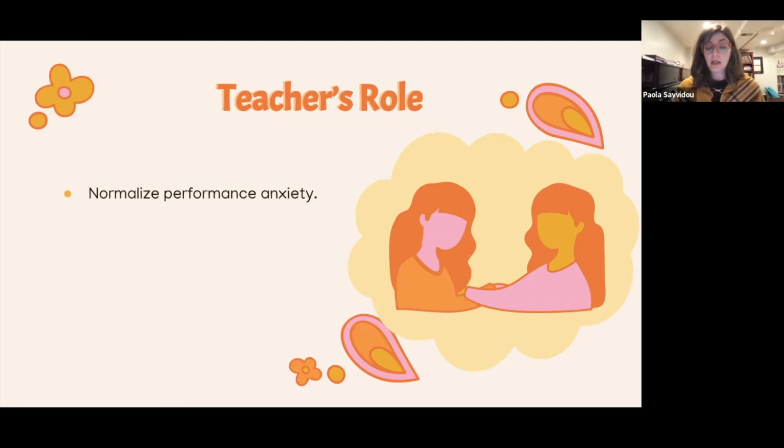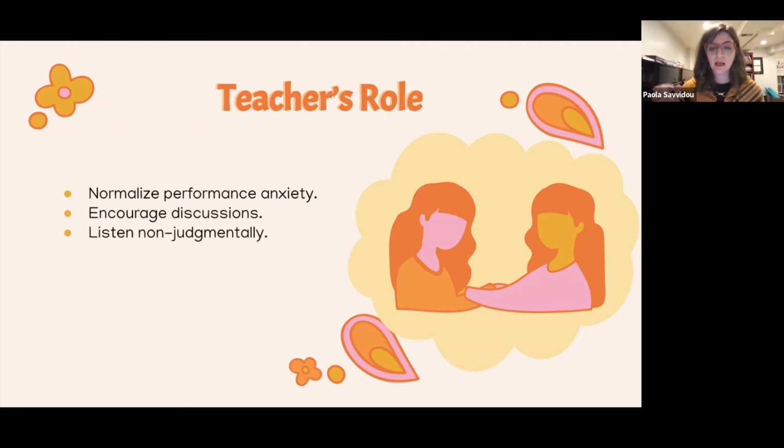One of the things that we can do is normalize performance anxiety. Students shouldn't feel like they're the exception or that something is wrong with them when they experience performance anxiety. A good way to do that is simply by encouraging discussions and conversation. Talking about it really, really helps. Sharing our experience to the degree that we're comfortable and that it makes sense also helps the students feel, okay, if my teacher also goes through this, then it must be okay.